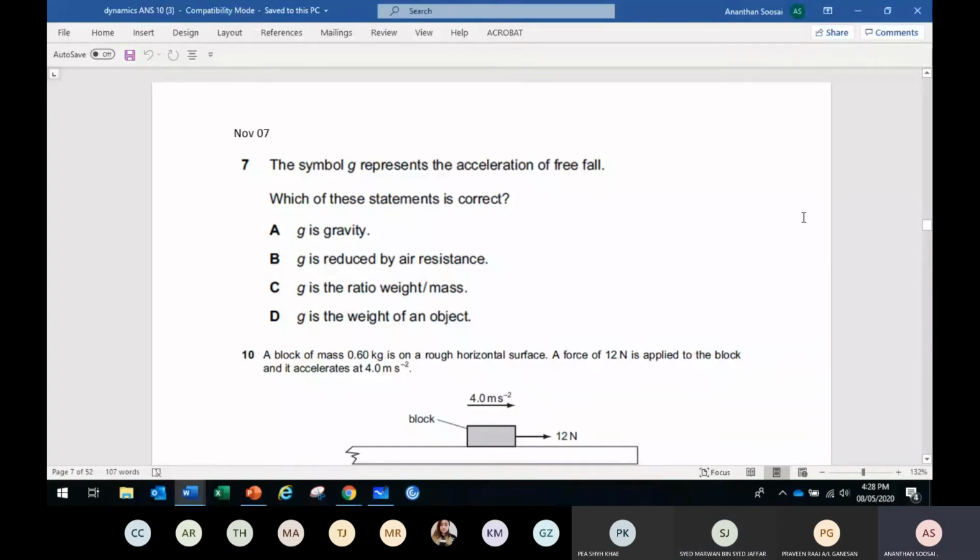Is gravity affected by air resistance? No, gravity is not affected by air resistance. Gravity, the weight of an object, is unaffected by air resistance, of course not. Okay, so the answer is C.